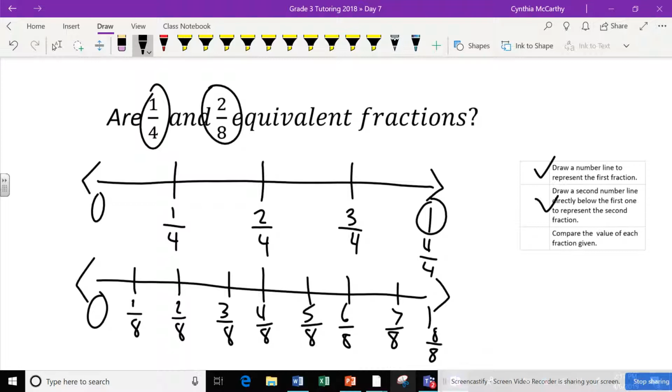The last thing says, compare the value of each fraction given. Here I go. I need to find 1/4 and compare it to 2/8. On my first number line, 1/4 is right here. And if I draw a line straight down, I can see that 2/8 is equivalent to 1/4. So the answer to this question is yes. 1/4 is equivalent or equal to 2/8.